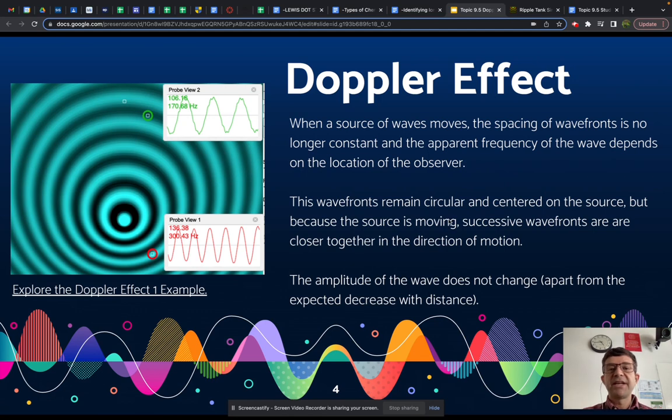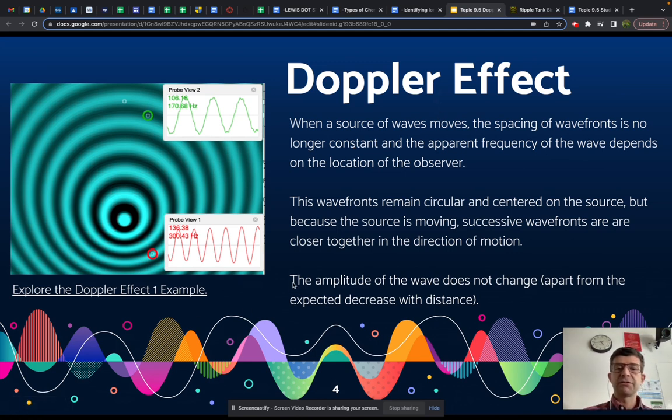Just as a quick reminder, the Doppler effect is the change in frequency that we observe when the source or the observer are moving. There can be a difference in the wavelength that we observe, but really it's the difference in observed frequency.